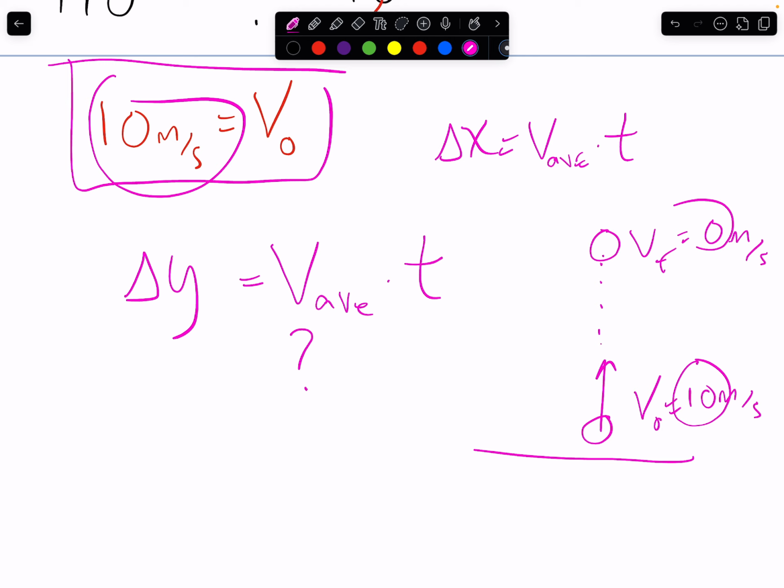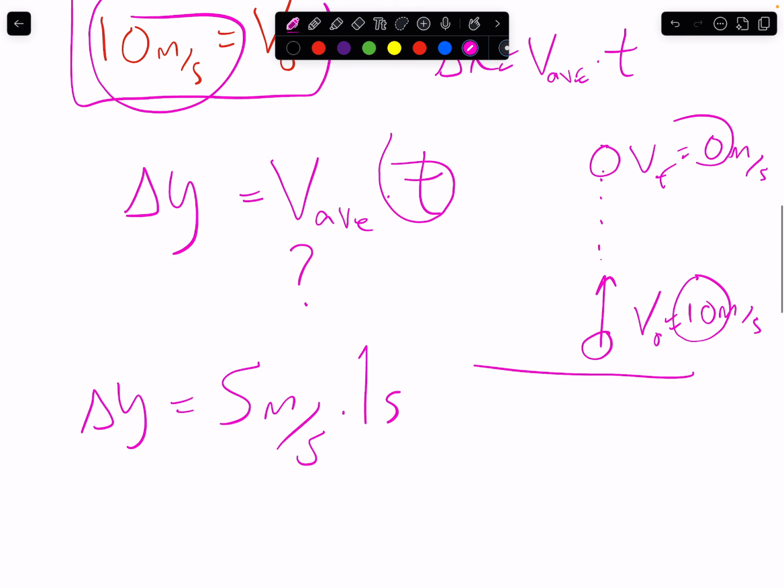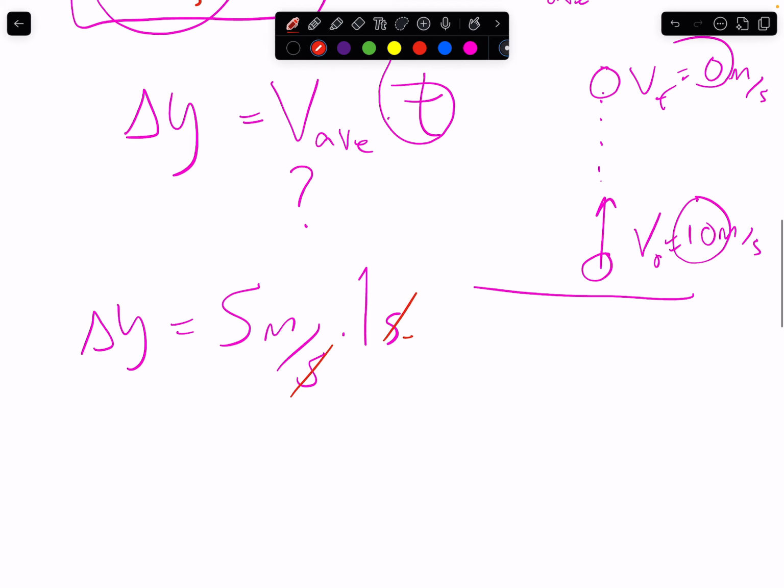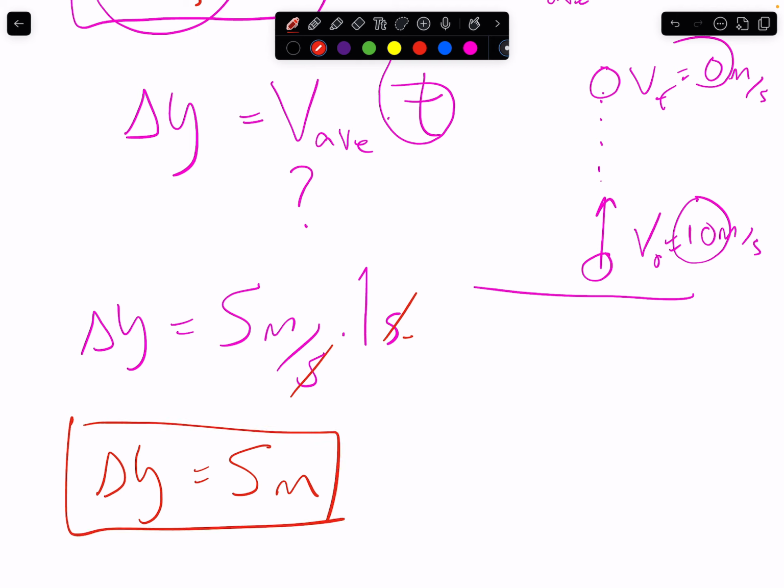So delta y is 5 meters per second times 1 second. And dimensionally, again, this is consistent. The seconds downstairs cancel with the seconds over here, and you've got delta y is 5 meters. And you put a box around it. So there you go. And so then I'll go ahead and stop and save this and upload it for y'all.